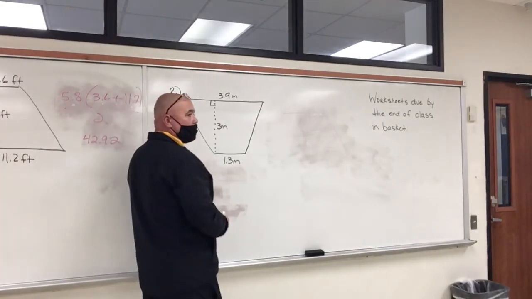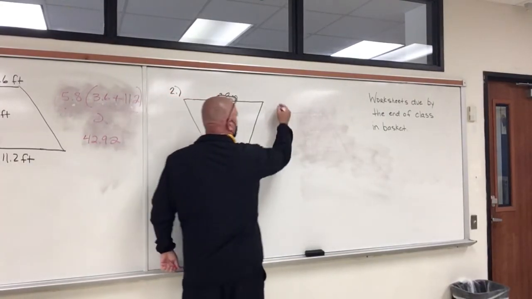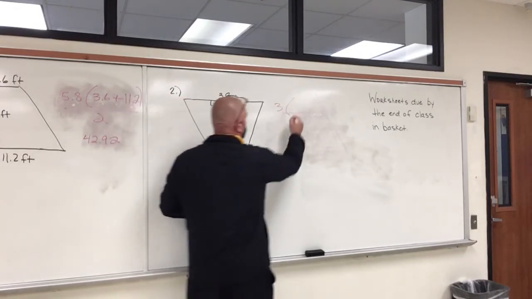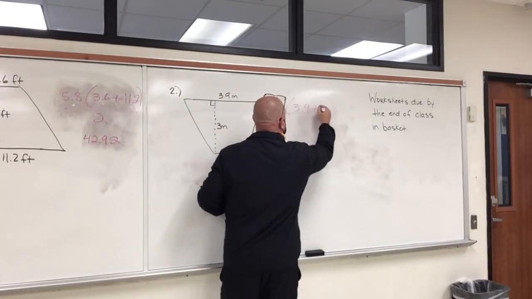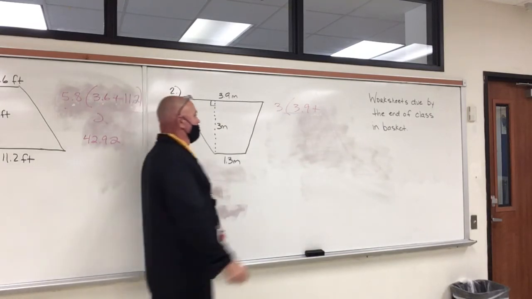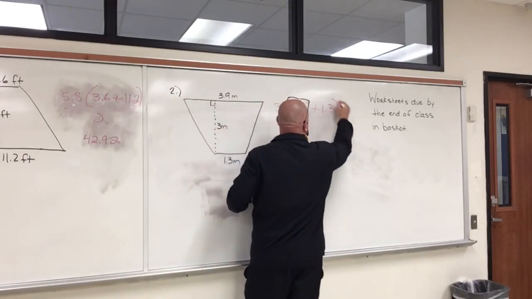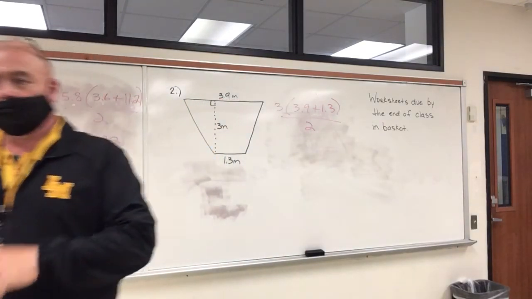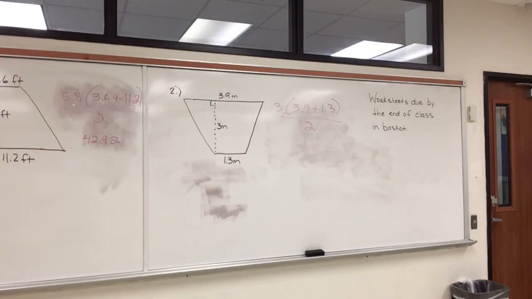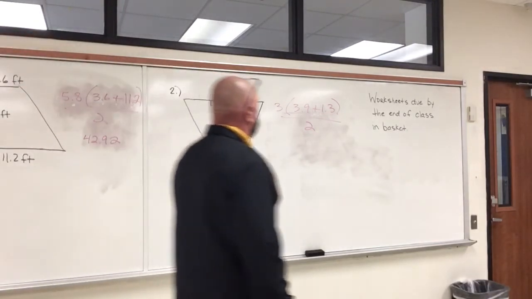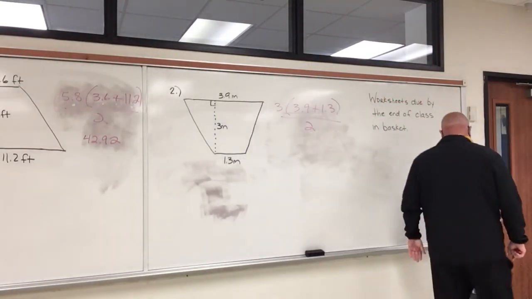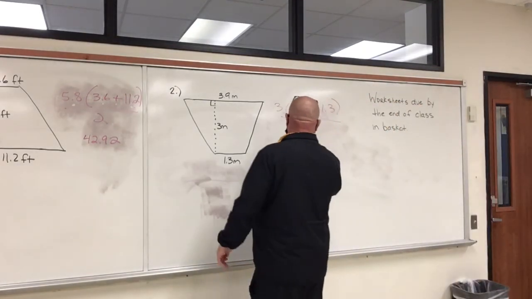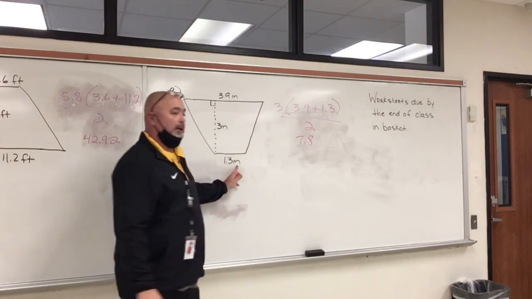All right, let's do this one together. Here we go. What goes first? Height. 3 times 3.9 plus 1.3 divided by 2. What do you get? 7.8. 7.8 meters.